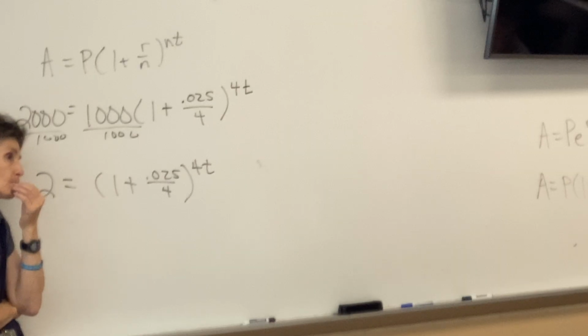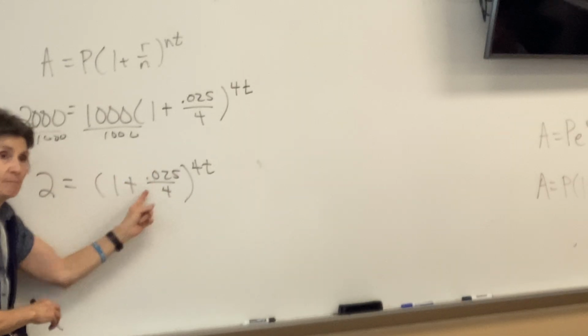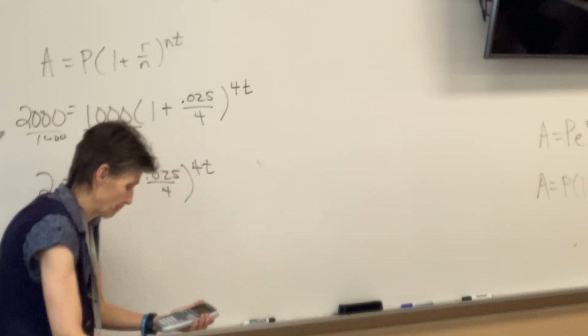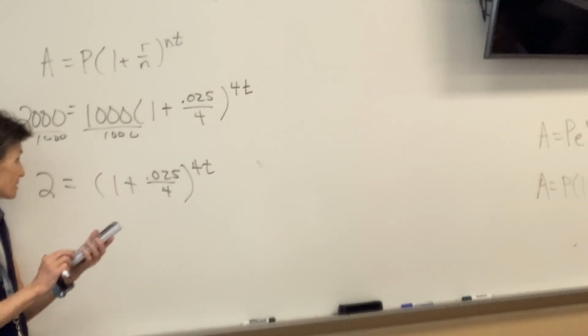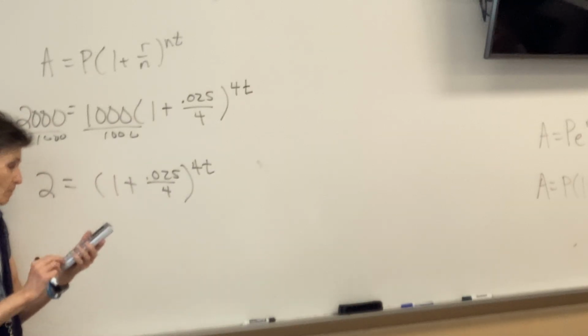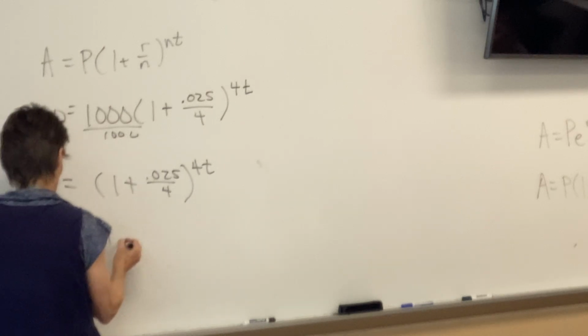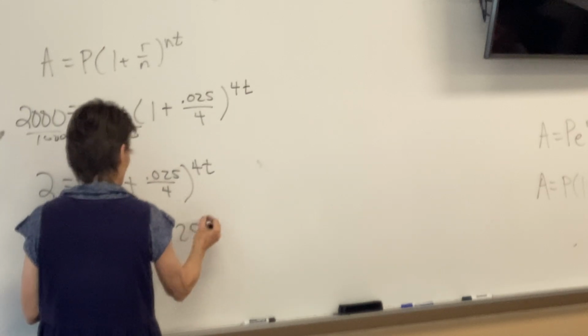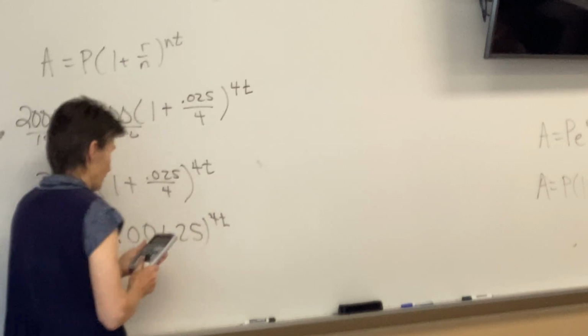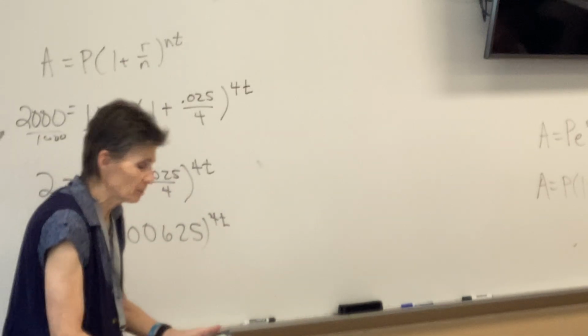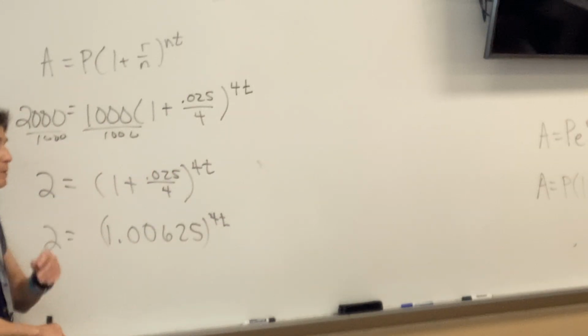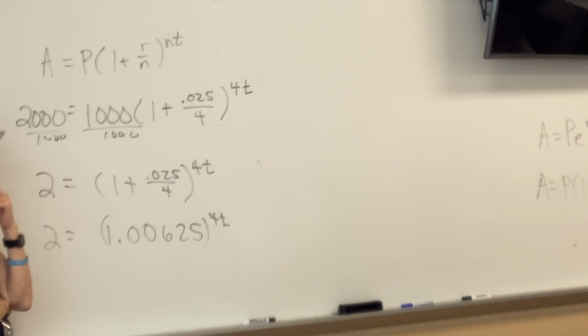Now what do you want to do? Handle the 0.025 and the 4. Figure this out, you mean? Yeah. 1 plus 0.025 divided by 4. That step is completely optional. As long as you're not rounding off, it's okay. So we didn't round off, so it's okay to do that. Now what? Put it to the fourth? Then you're gonna have to round off.